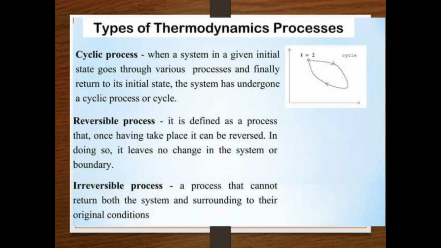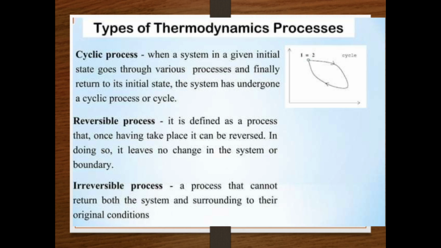First of all, cyclic process. What is meant by cyclic process? When a system in a given initial state goes through various processes and finally returns to its initial state, the system has undergone a cyclic process or cycle.